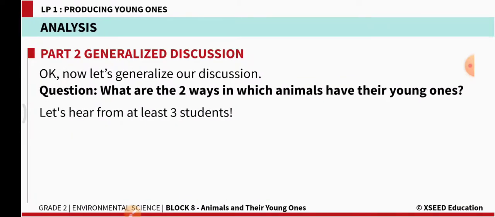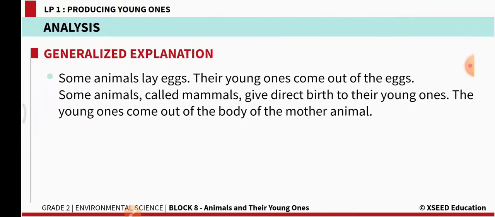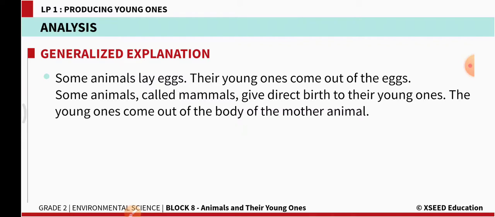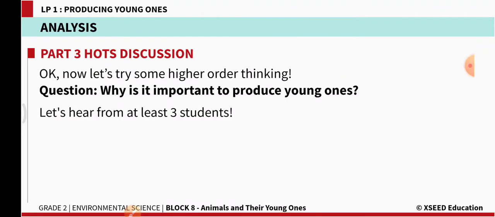Right? What are the two ways in which animals have their young ones? Some animals lay eggs, their young ones come out of the eggs. Some animals called mammals give direct birth to their young ones. The young ones come out of the body of the mother animal.